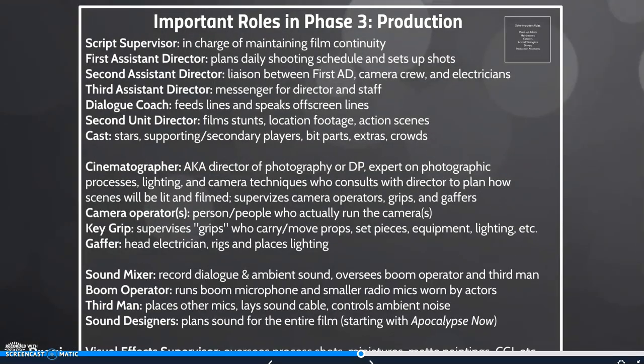In the production or shooting phase, there are a lot of very important roles, and we can't necessarily, for the purposes of time, go through every single one of these. The important thing is that there are basically four groups on this page. The first group is people who work very, very closely with the director. The second group are the people who work mostly with cameras and lighting. The third group are the people who work mostly with sound. And then the last one here is visual effects. This is the person who does things we typically think of as special effects, stunts, CGI, models, miniatures, etc.